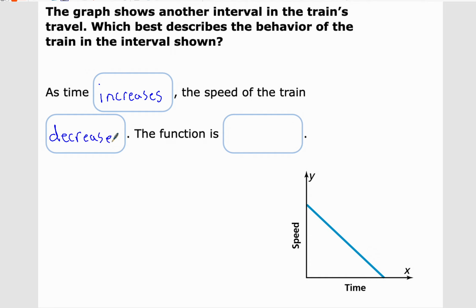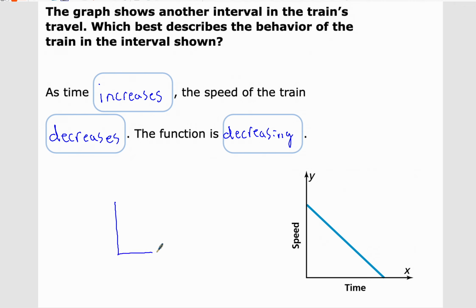Speed of the train decreases. Therefore, the function is decreasing. So now we have seen two different examples. We've seen an example of a graph, a qualitative graph, where the interval is increasing. That was the last graph we looked at.